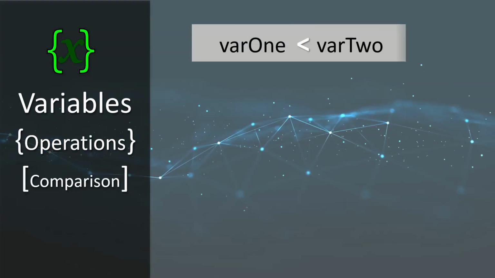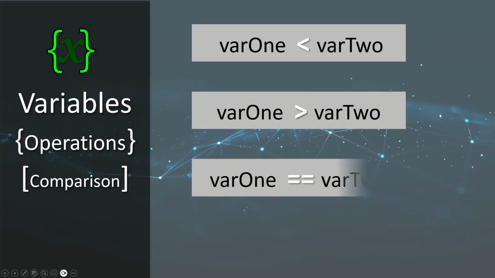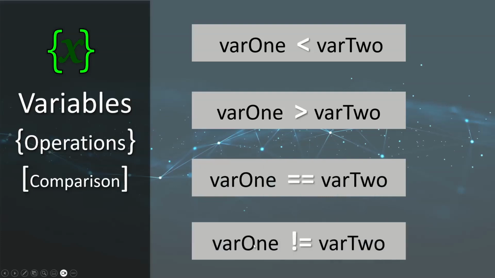For example, you check if variable 1 is less than variable 2. If it's true, you will have result as true. Variable 1 is greater than variable 2. Also, if it's true, you will have true. And variable 1 equal variable 2, or the opposite, variable 1 not equal variable 2. This sign, this is not. It is the reversing operator.